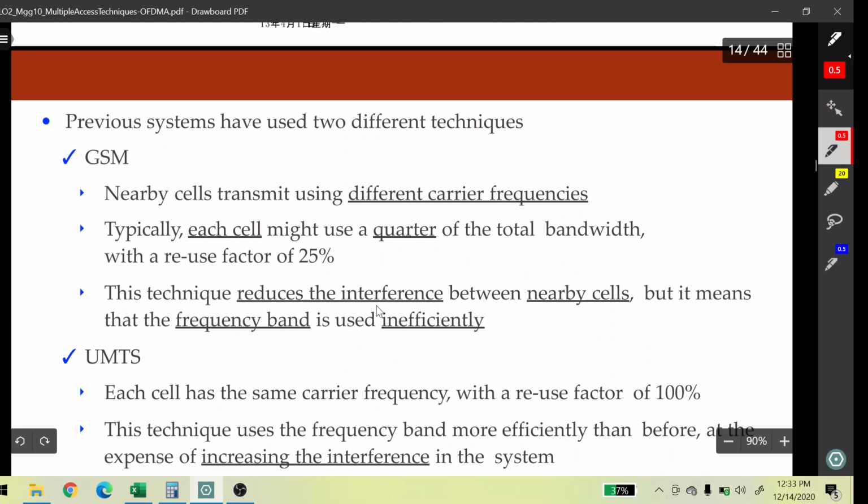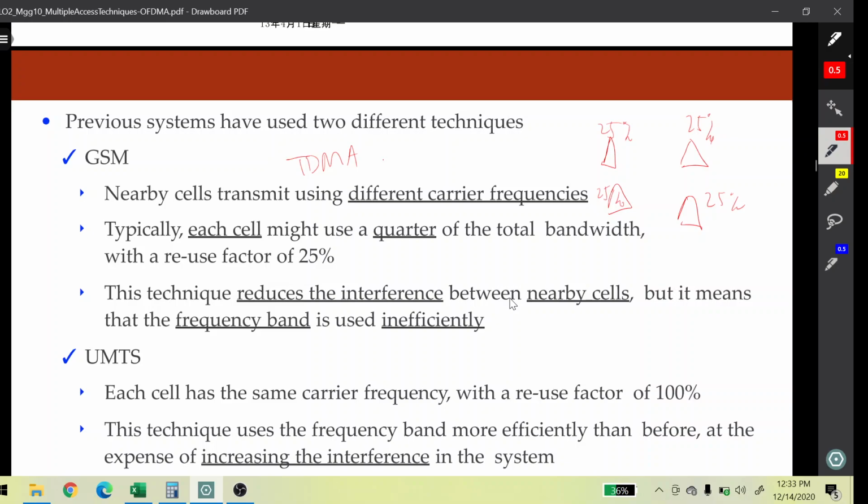In the previous generation, the GSM technology, we were using TDMA, right? Nearby cells transmit using different carrier frequencies. Typically, each cell might use a quarter of the total bandwidth with a reuse factor of 25%. Obviously, because it's a quarter of the total bandwidth, each cell is allocated 25%. This one is 25%, this is 25%, this is 25%. That's why we eliminate the interference, because these four cells have different frequencies.